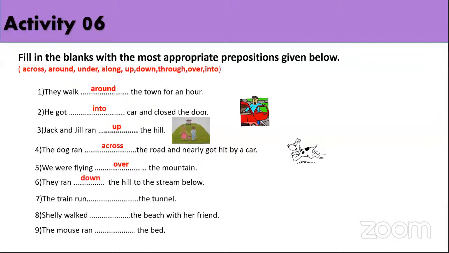They ran down the hill to the stream. Then there also, you may think that they ran up the hill. But the rest of the sentence gives you a hint. What is it? The hill to the stream below. Below. Then you have to go down if the stream is below. Right? So you have to go down. They ran down there. Okay, seventh one.